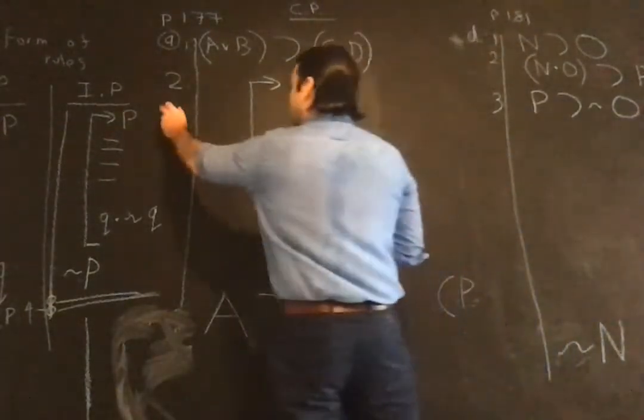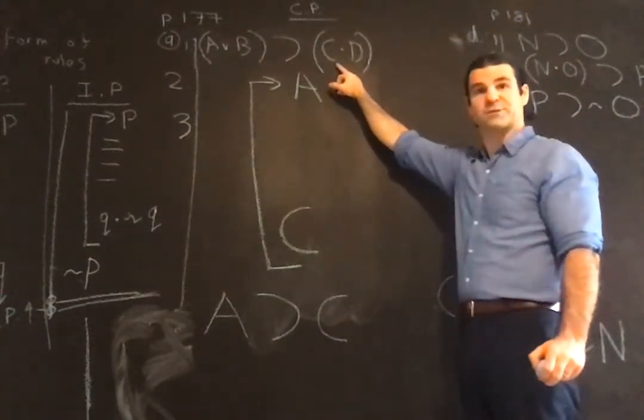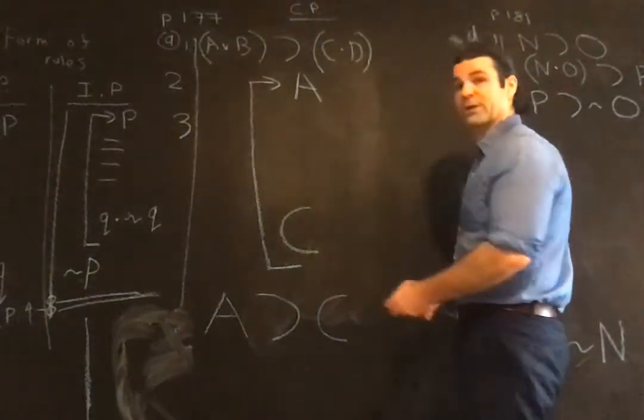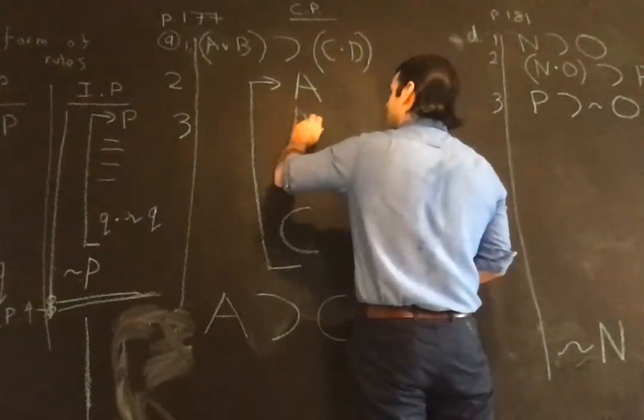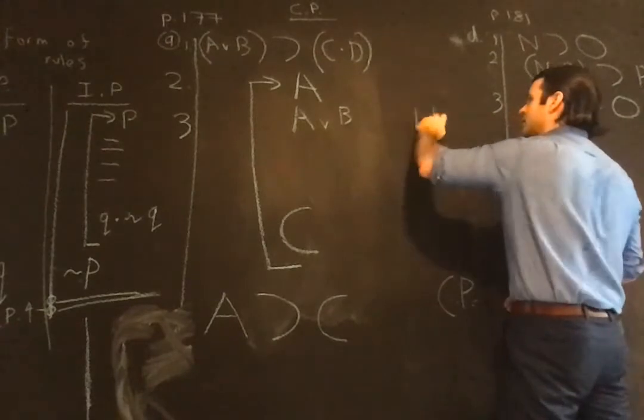Okay, so what have you got? Okay, I need to get C. C's over here is the consequent of this conditional. I've got A. Oh, I can use my add trick. Right? A or B, justification, 1, add.